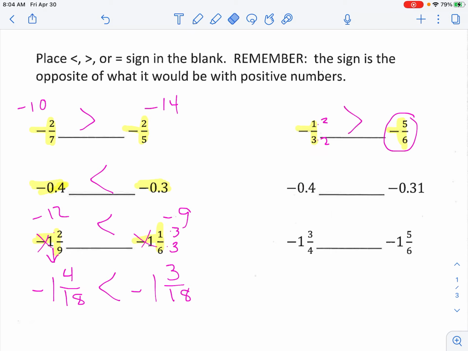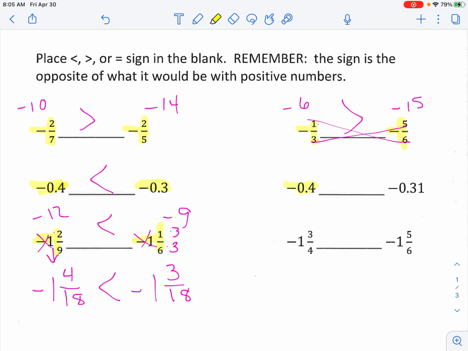Or, other option is do your cross products. 3 times 5, -15, 6 times 1, -6. -6 would be to the right of -15. So either way you solve it, you're going to get -1/3 is greater than -5/6.